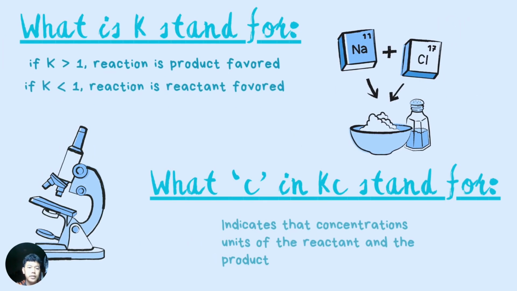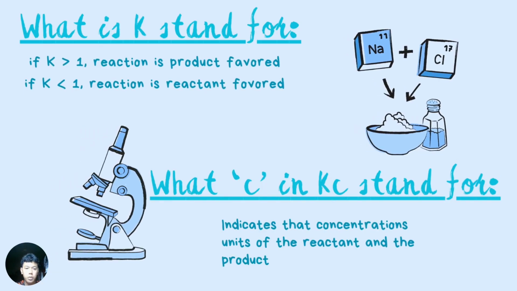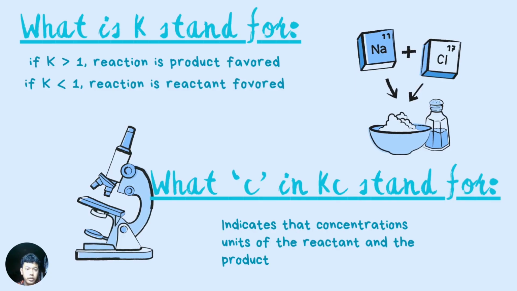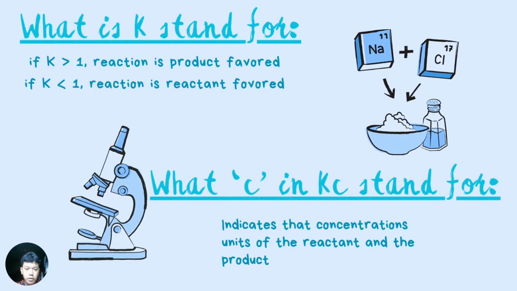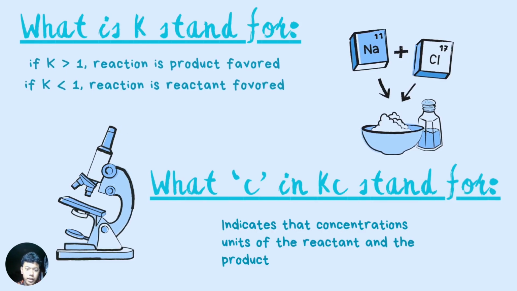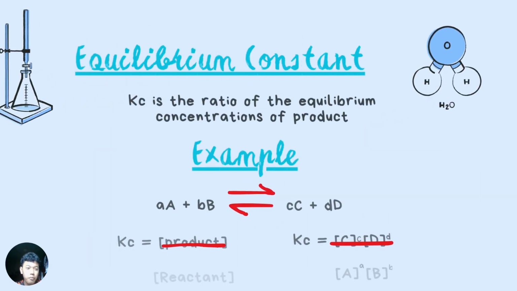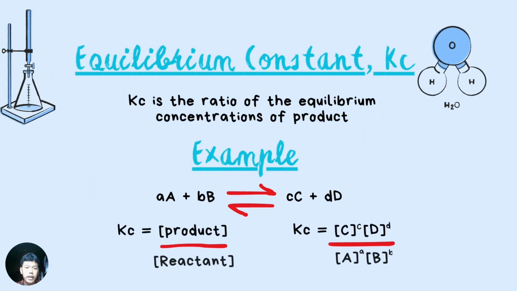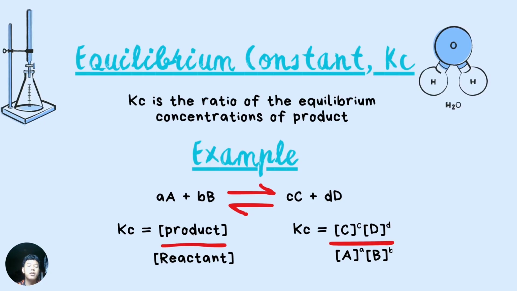So what does K stand for? Basically, if K is more than 1, the reaction is product favored. If K is less than 1, the reaction is reactant favored. So what does the C in Kc stand for? C indicates the concentration units of the reactants and products. The next step is the equilibrium constant, Kc. Kc is the ratio of the equilibrium concentrations of products to reactants. We can take an example of this formula right here on the slide.